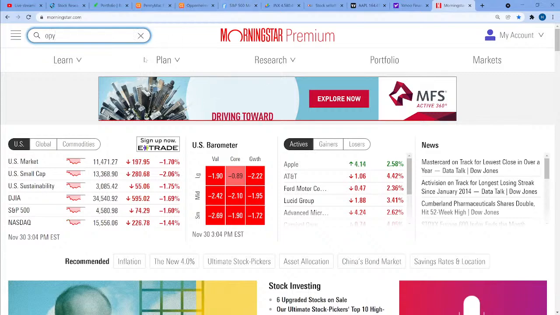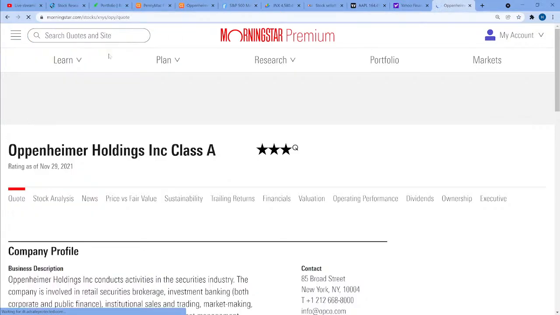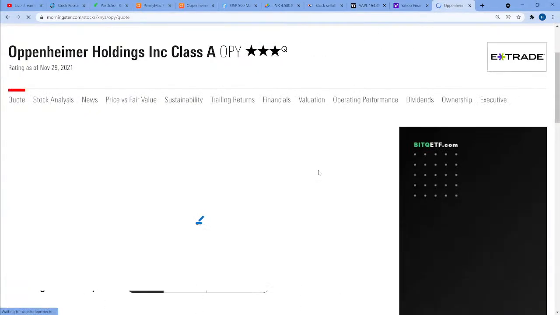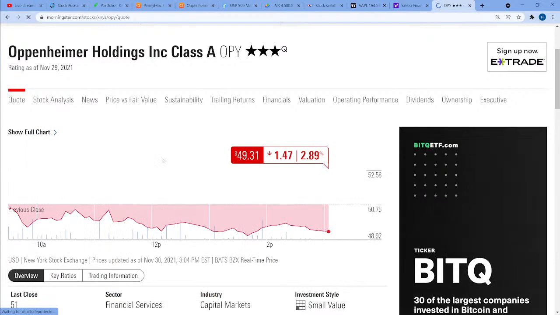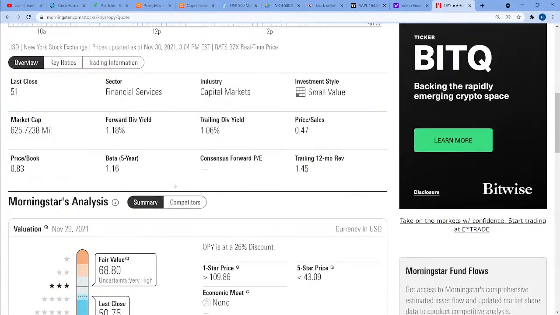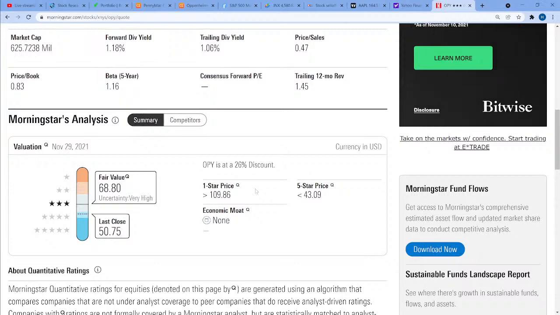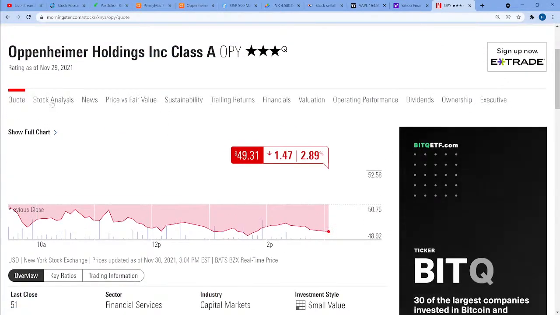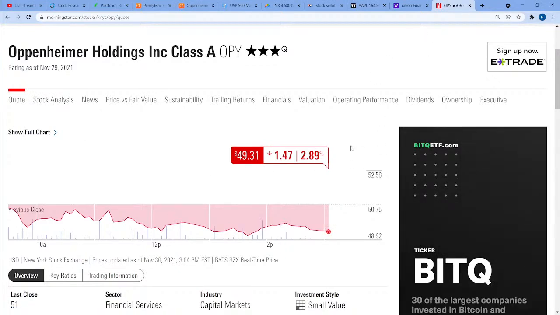Let's go to OPY. Let's see if they've got anything. Not much on this except it's all loading. Fair value says it's $68. Its last close was at $50, and right now it's trading at about 49. Economic moat, none. I mean, it's an investment company, so it's not like Apple or something that necessarily needs a moat on top of their product competition. You know, they're a service company.